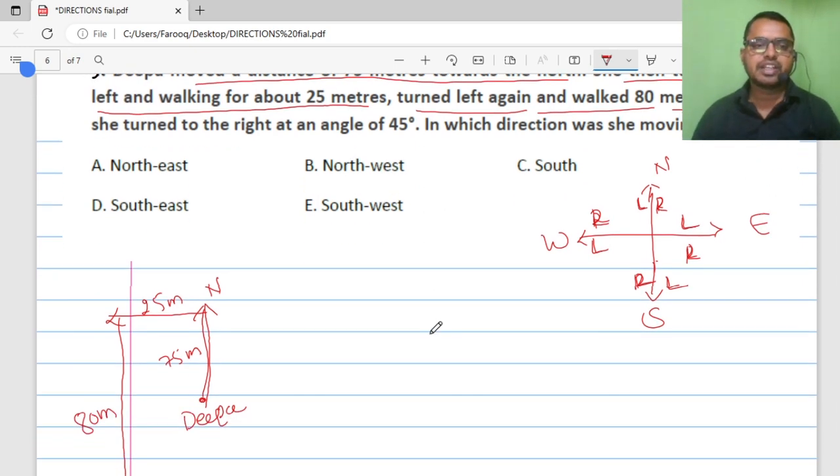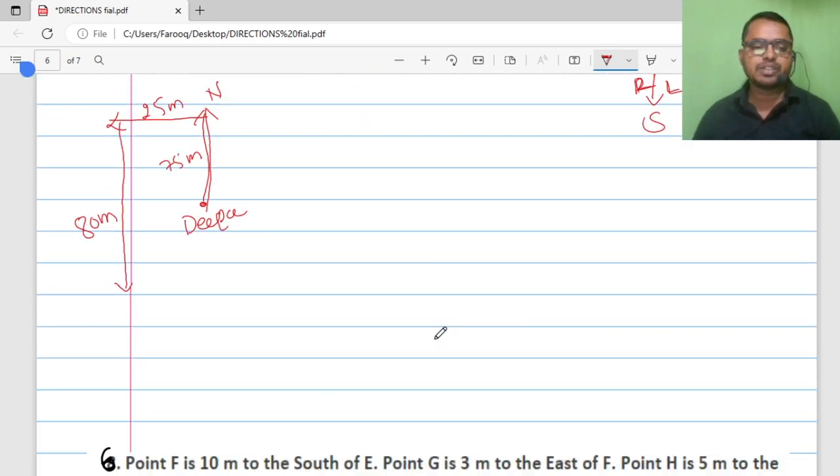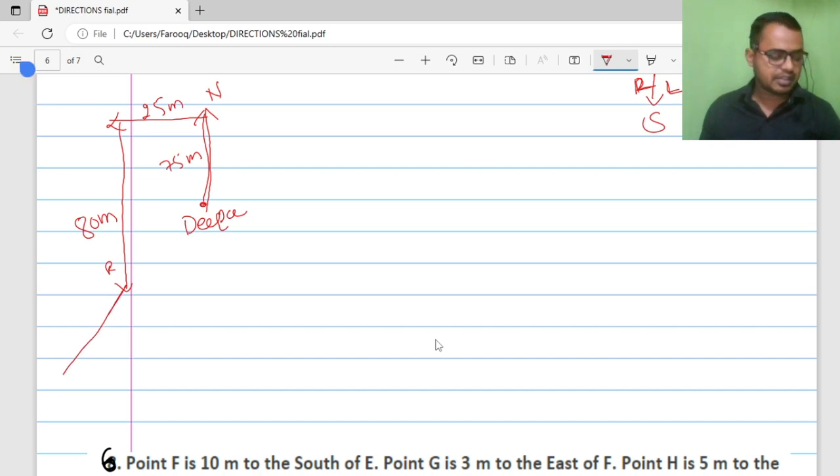She turned the right at an angle of 45 degree. She turned right from this point. What is the right here? Right of this position is what? Here she turned at an angle of what? 45 degree. Angle is 45 degree.